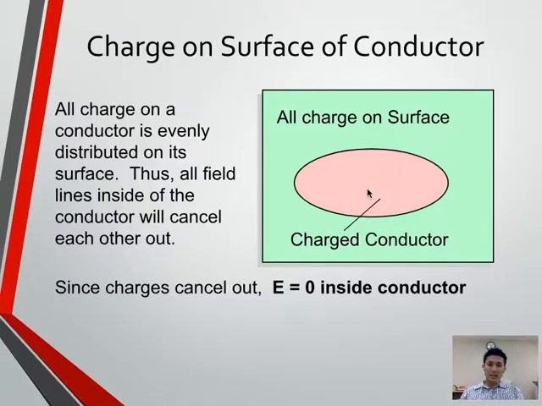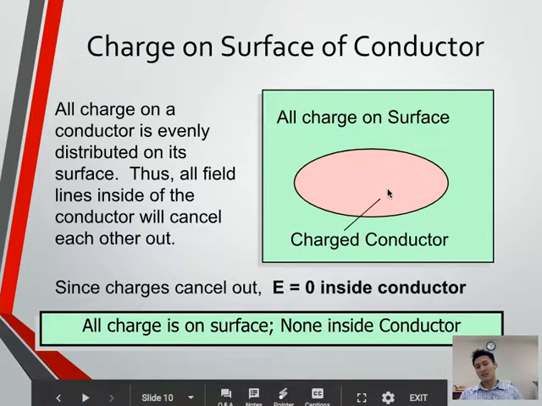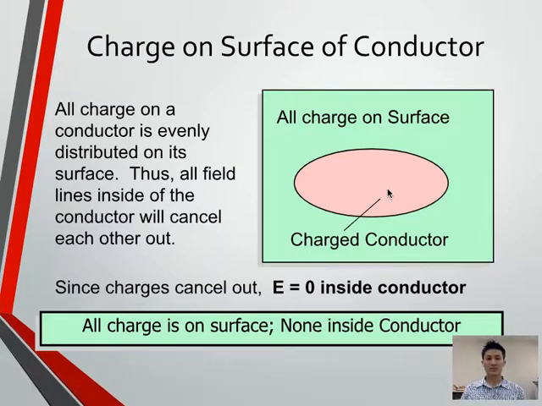So inside of the conductor, we have this pink charged conductor and all the charges in this green area. The electric field inside of this conductor would actually be 0. E is equal to 0 inside of the conductor. All the charges are on the surface and none inside the conductor, so there is no electric field inside of the conductor, which is kind of interesting to think about.